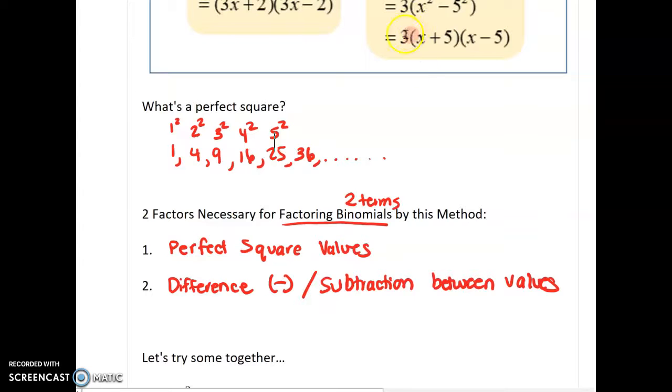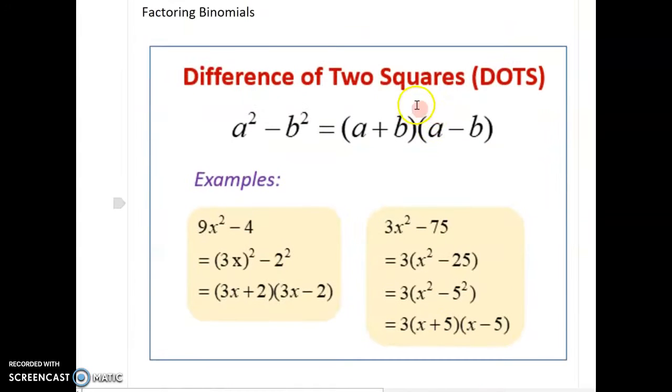So what is this difference of squares factoring? Well, because the 2 values are perfect squares, we could take the square root of the first term and the square root of the second term, and those values end up being in our brackets, because the square root of 9x squared is 3x. The square root of 4 is 2. So you just write those 2 values in the 2 brackets.